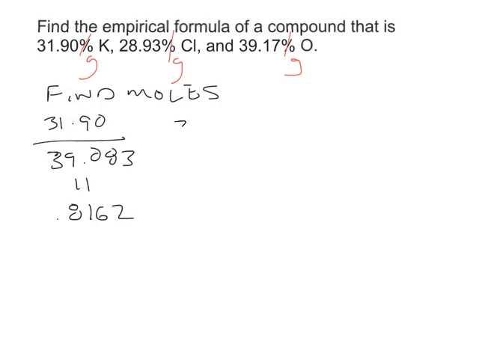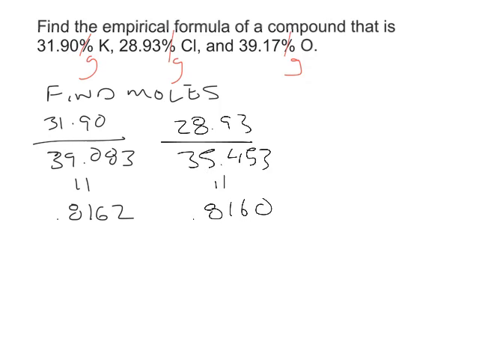Okay, chlorine, 28.93 divided by molar mass. Again, keeping my 4 sig figs. And oxygen, 39.17 divided by 15.999 gets me.